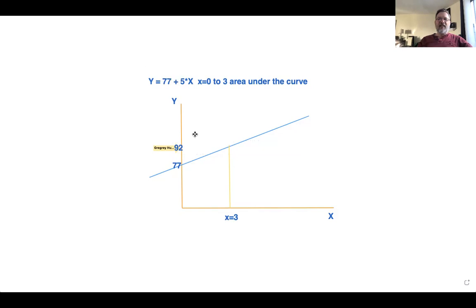Even when I teach this class in person, I allow students to have a simple scientific calculator.